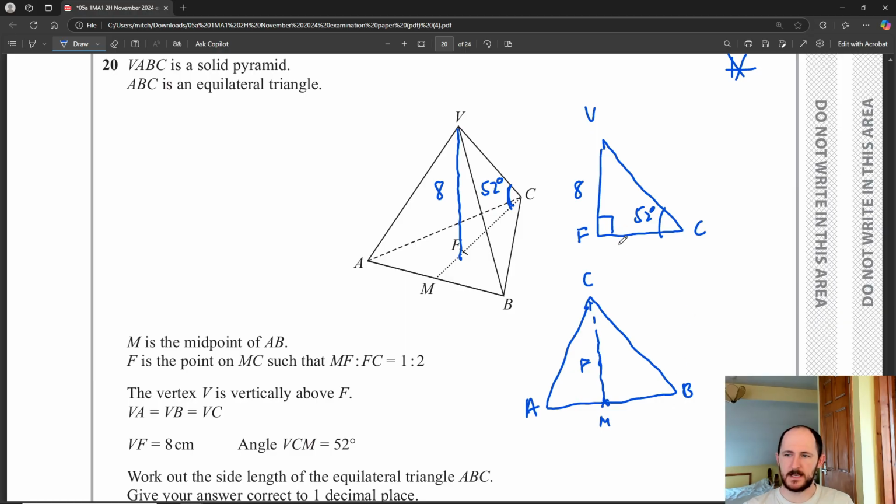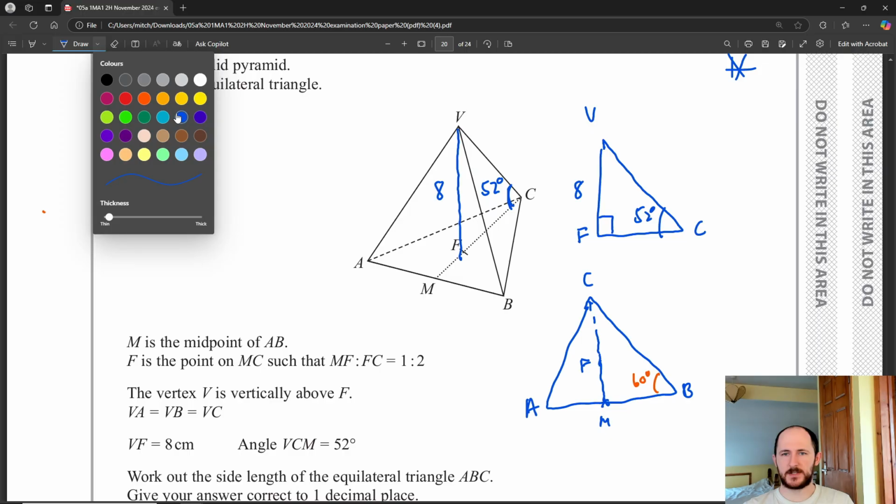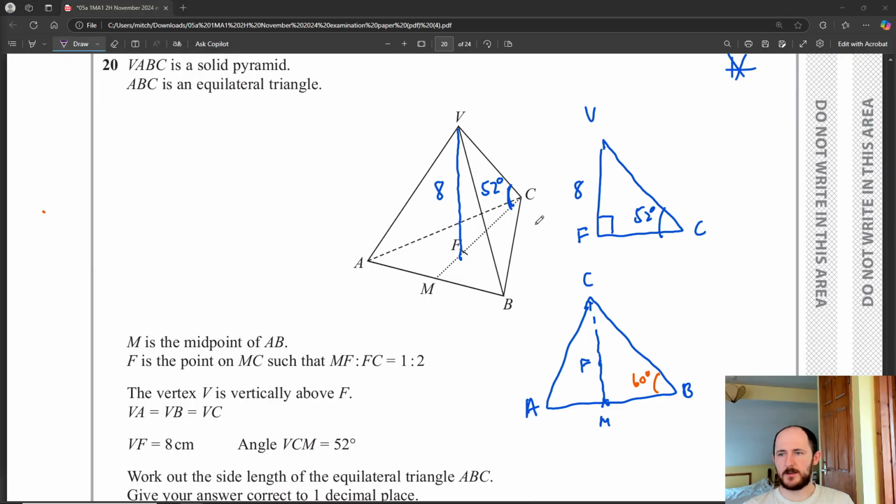We have to work out FC to work out the total height CM, so we can work out the side length. Now remember, in an equilateral triangle, all of the angles are 60. So we actually have that angle already. So let's get to it, shall we? Let's use, I don't know, purple. I like purple. We have FC is going to be our adjacent side. The opposite side is 8, and the hypotenuse is here. So we have O and A, so we're going to use tan. So we have tan 52 equals 8 over A. So A is just going to be 8 over tan 52.